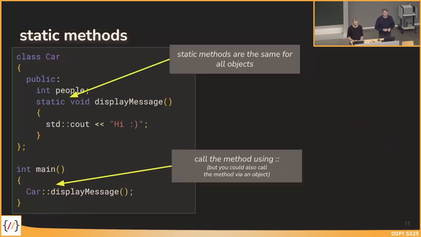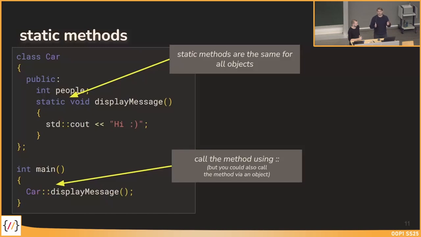But we cannot only have static member variables, we can also have static methods. Static methods are, like static member variables, again the same for all objects that we create of a class. Again, we can call a static method using the class name, then the scope resolution operator here, and then just the function name.